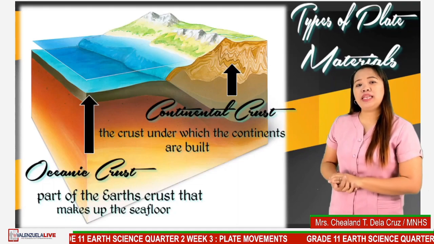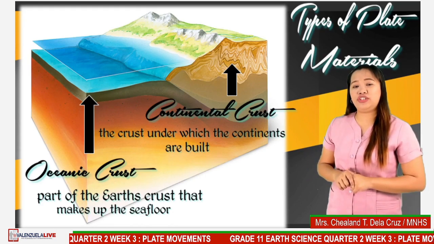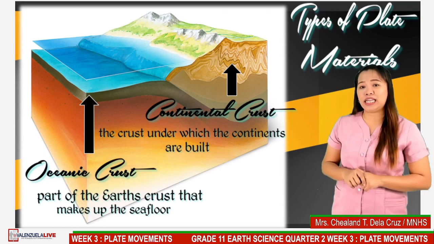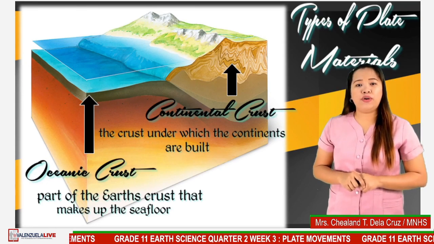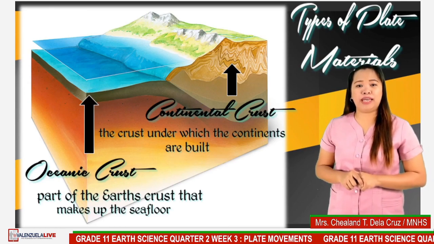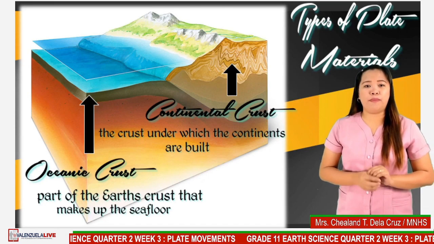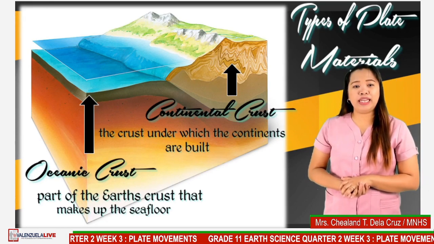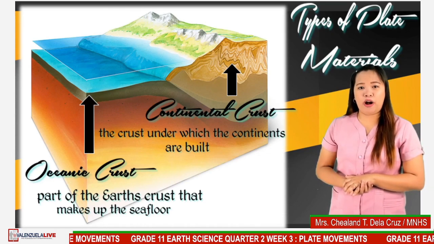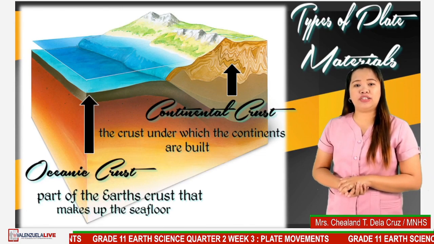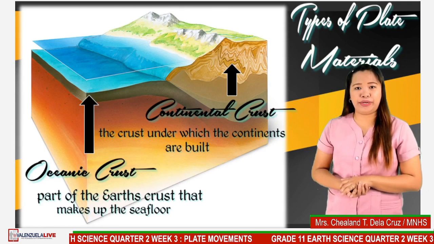Advancement in technology during that time also discovered that Earth's crust is generally divided into continental crust, or the crust under which the continents are built, and oceanic crust, or the part that makes up the seafloor. In general, continental crust is composed of granitic rocks, which are made up of relatively light materials such as quartz and feldspar, while oceanic crust is composed of basaltic rocks, which are much denser and heavier.